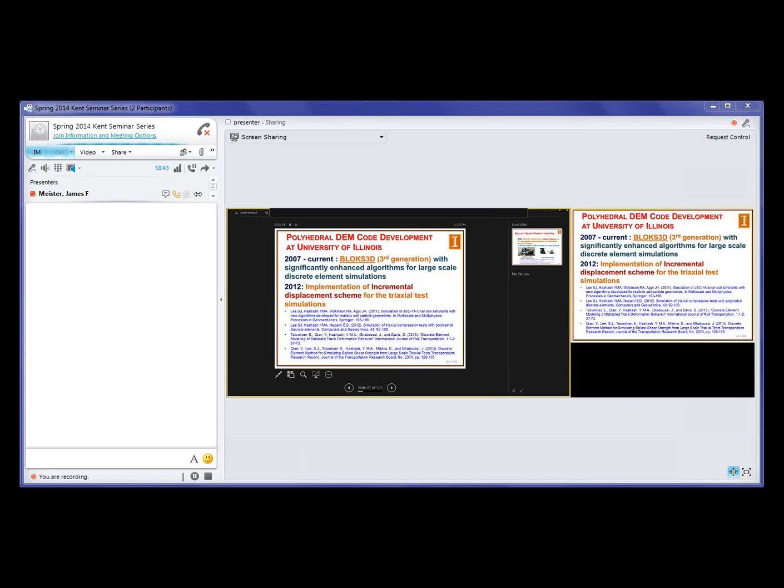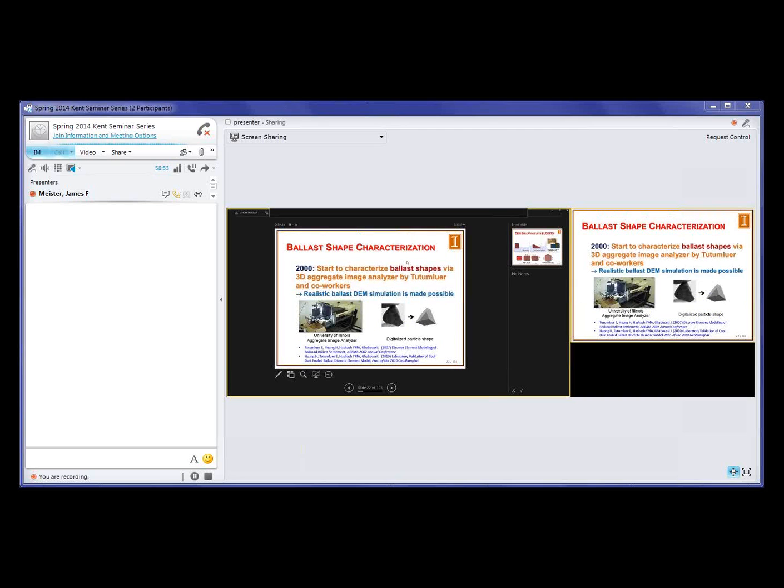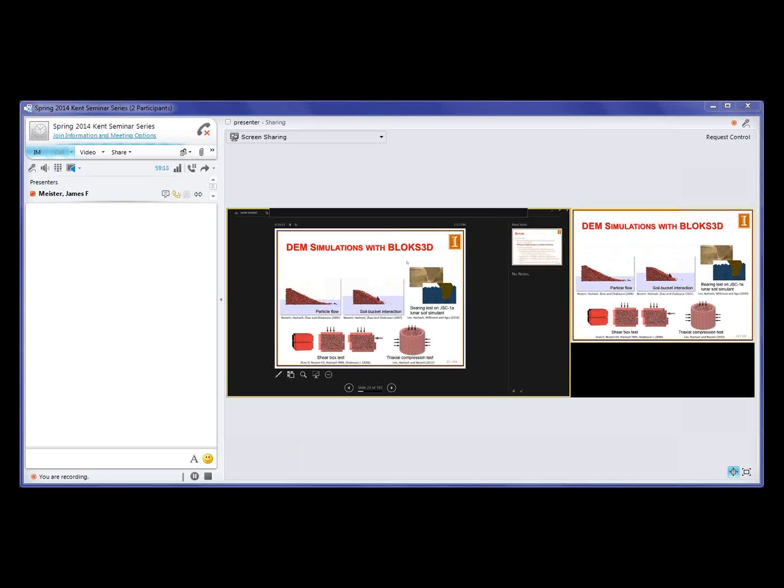In the meantime, while we developed the code, we also tried to quantify the particle shapes at a more detailed scale. Starting from 2000, Professor Tutumluer and his colleagues used an image approach to quantify particle shape properties. This is the first generation of the University of Illinois Aggregate Image Analyzer. Right now it has already been upgraded to the second generation, which can capture color pictures at a much higher resolution. So we already have much more realistic particles, and we also have a very fast discrete element method code, so we'll be able to simulate a lot of different engineering problems. Next, let's focus on how we use this method to simulate ballast behavior.